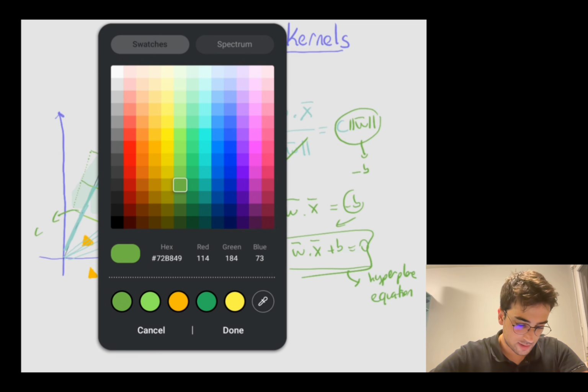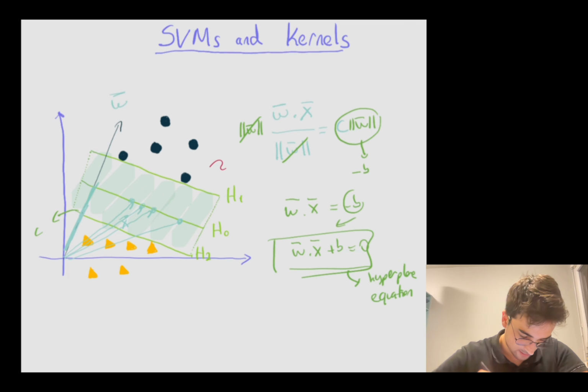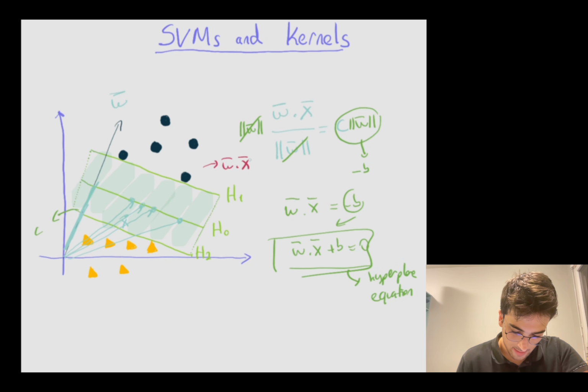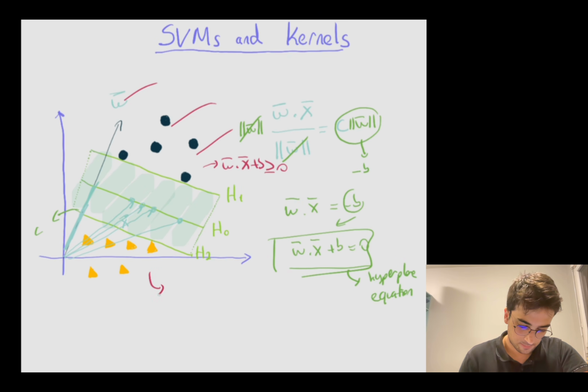And for the data points, let's say one data point is over there, right? One data point is over there. What we would say is w times x plus b is greater than or equal to 0 for the ones here, right? And for the ones here, w times x plus b smaller or equal to 0, right?